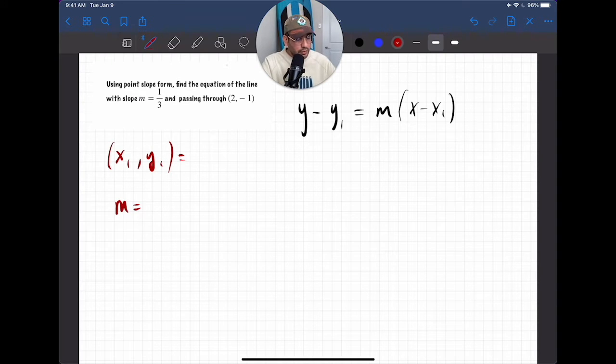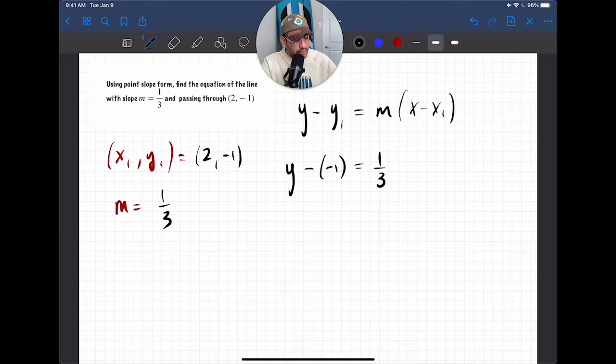Looking at the problem, you can see that our x1 and our y1 is going to be (2, -1), and our slope is simply 1/3. So we're going to go ahead and plug that into the equation that we have there on the right. So we're going to have y minus y1, which is -1, equals the m, which is 1/3, times x minus x1, which is going to be 2.